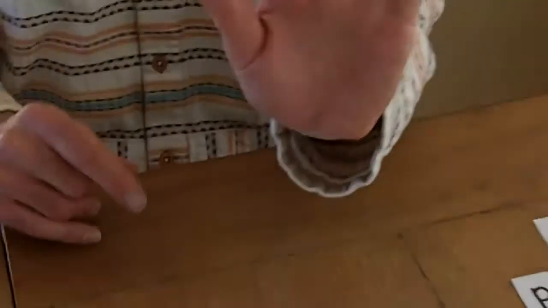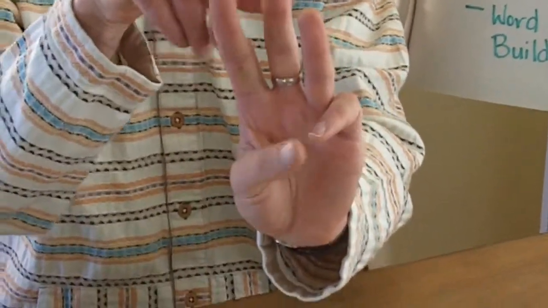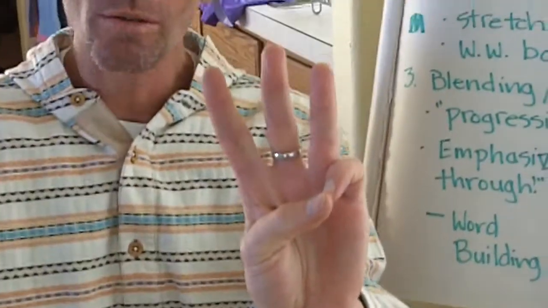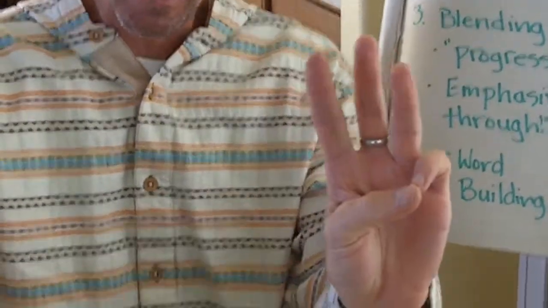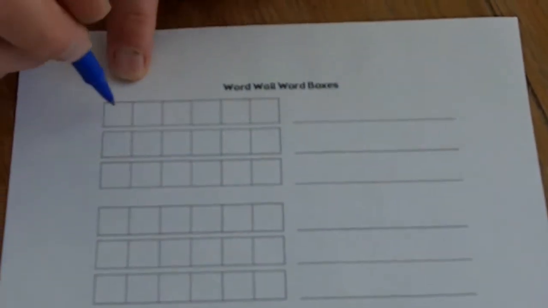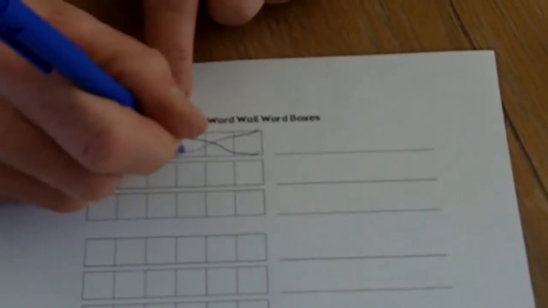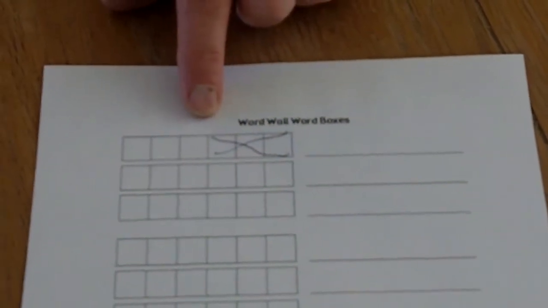So let's take a word like "like," and we say, okay, kids, here's the word "like." Show me your fingers. Let's count the sounds that we hear in "like." So we hear "l-i-k." How many fingers? Three. So three sounds in "like." The kids all have, say, this half sheet with a couple sets of word wall boxes. I want you to count your boxes. 1, 2, 3. Cross out everything else. We're not going to use them because we only hear three sounds in "like."